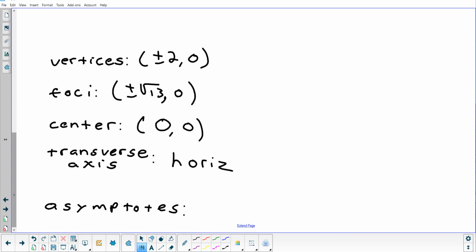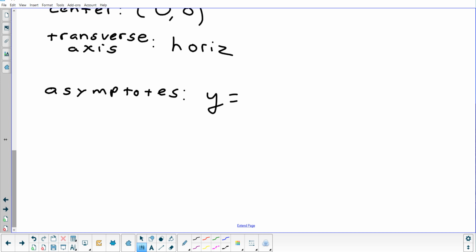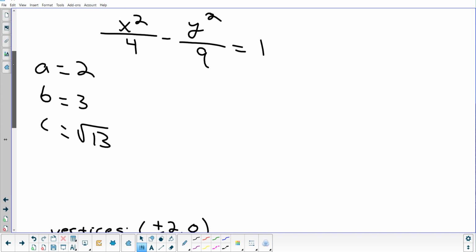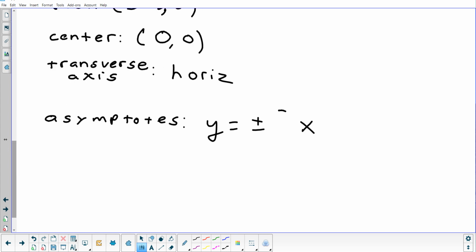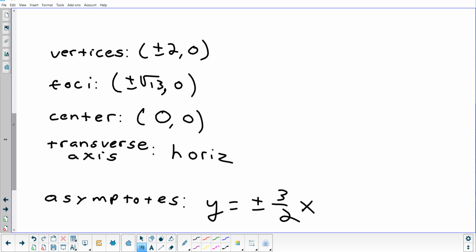And Matt, what's the formula to find the slope of my asymptotes? Y equals plus minus b over a x. So it's b over a because it's horizontal. Let's look it up. 3 over 2. There's my asymptote. Positive or negative, 3 over 2x. There you go. That's everything.